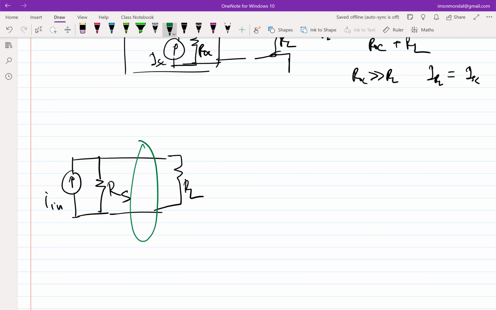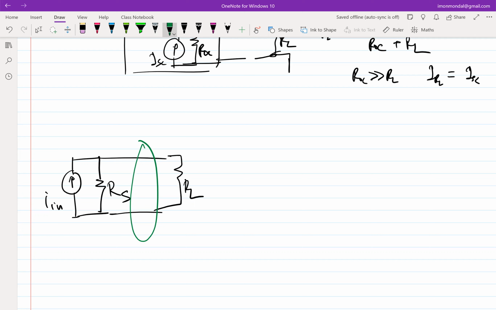Okay, so that's the problem statement, right? So we need to put something in between. Essentially, we need to put a current buffer. The voltage controlled voltage source was a voltage buffer, right? The source follower was a voltage buffer. We wanted the entire voltage of the input to go to some load RL. We had to put something in between. So we put a voltage buffer.